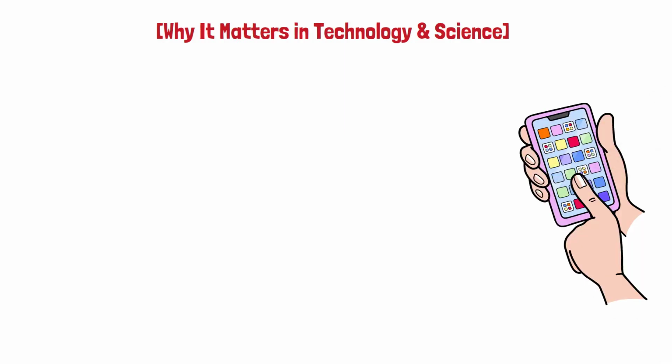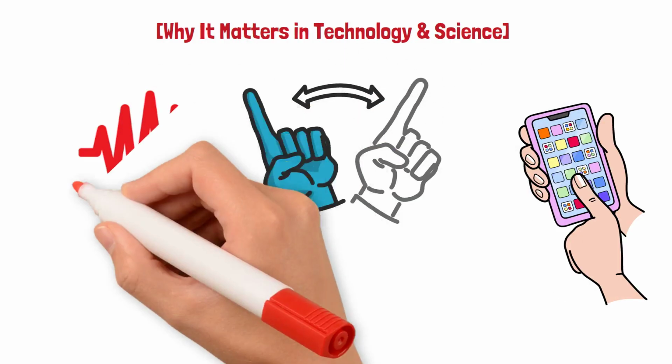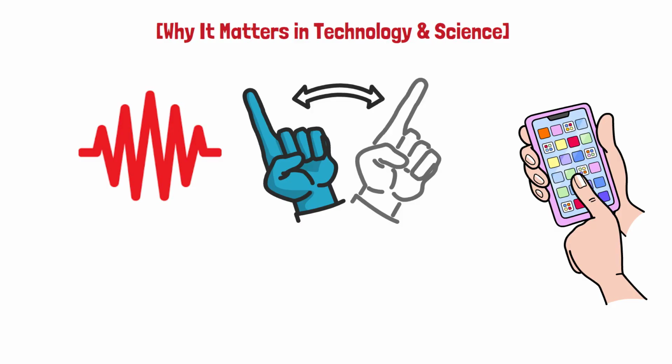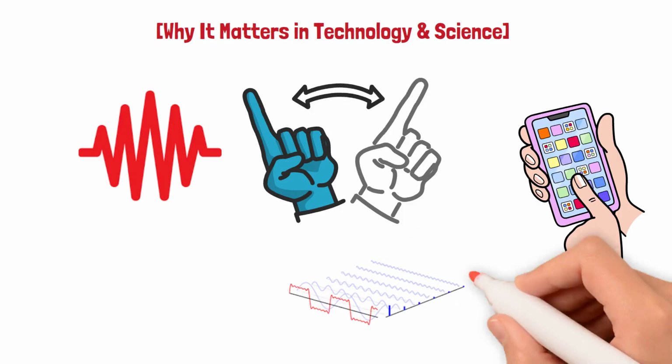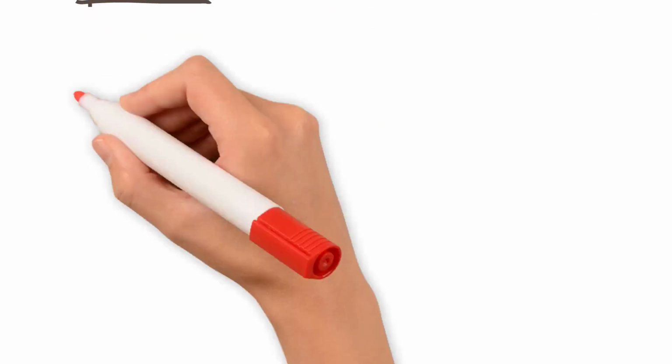Why it matters in technology and science. Now let's talk applications, because this isn't just abstract math. In signal processing, complex numbers are everywhere. Fourier transforms, which break signals into frequencies, rely on complex exponentials. That's how your phone compresses audio, or how images are processed.